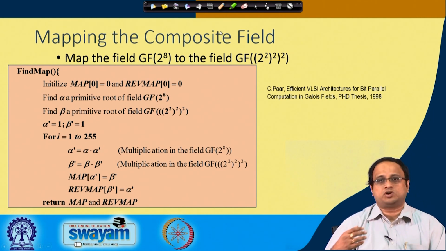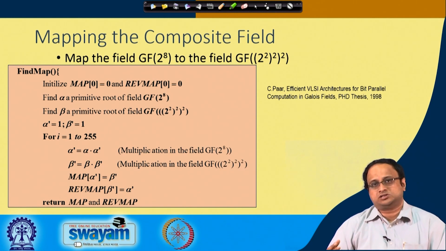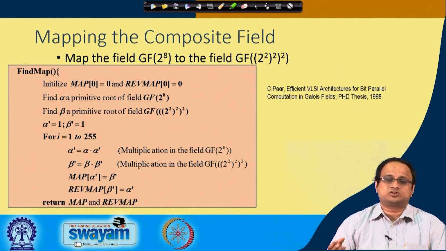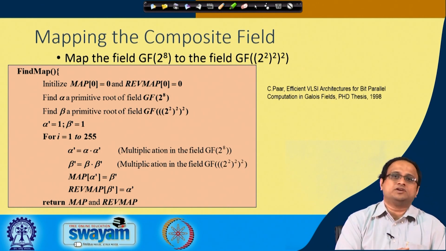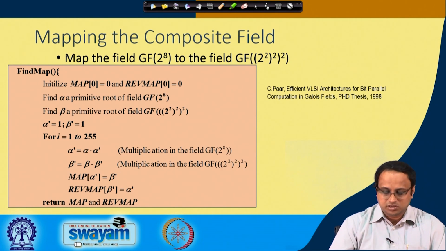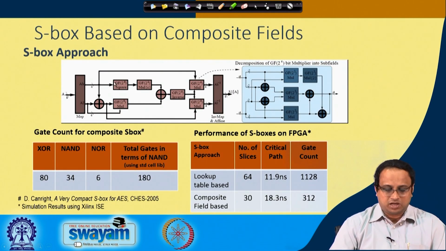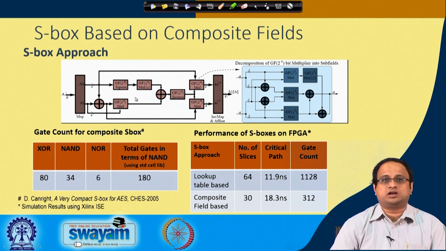But what we are trying to take advantage of is that the computations, that means the multiplications and the inverse computations in the composite field, should be more efficient than in the original field, which is GF(2^8). Okay. So let us see what the benefits of doing this are, and here is a simple illustration of the benefits.